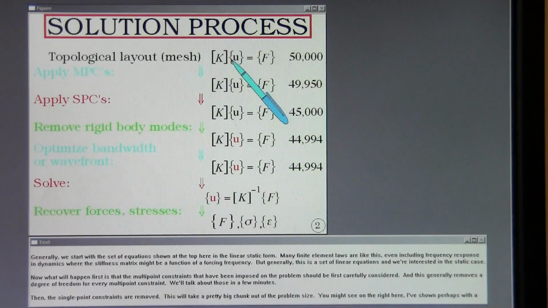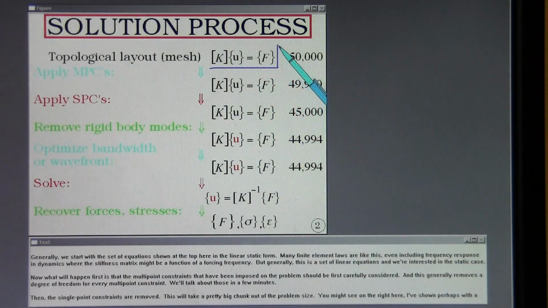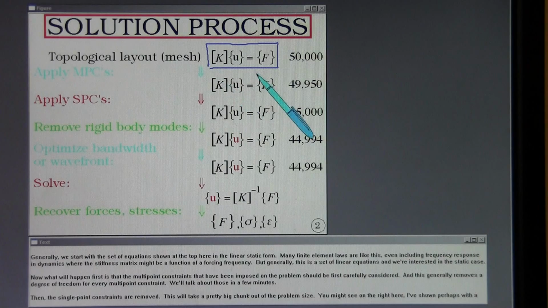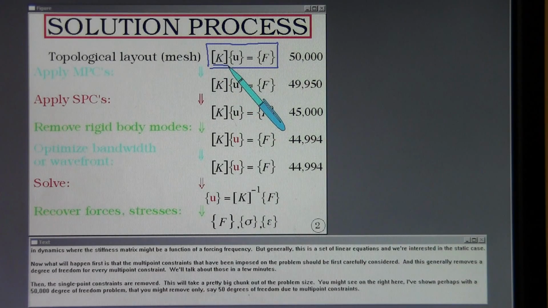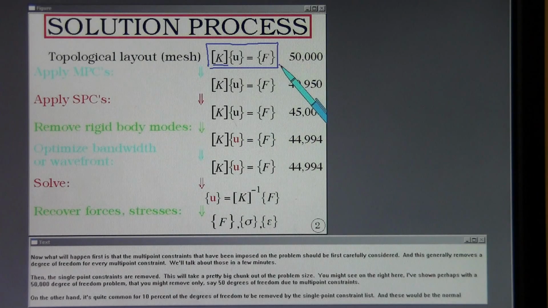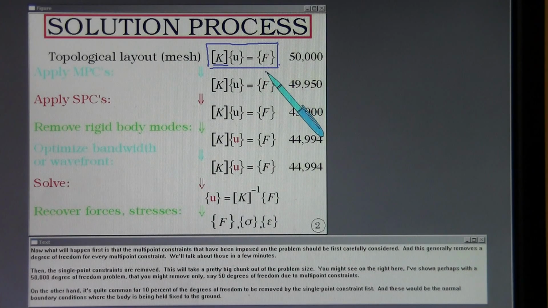Generally, we start with a set of equations shown at the top here in the linear static form. Many finite element laws are like this, even including frequency response in dynamics, where the stiffness matrix might be a function of a forcing frequency. But generally, this is a set of linear equations, and we're interested in the static case. Now, what will happen first is that the multipoint constraints that have been imposed on the problem should be first carefully considered, and this generally removes a degree of freedom for every multipoint constraint. We'll talk about those in a few minutes.